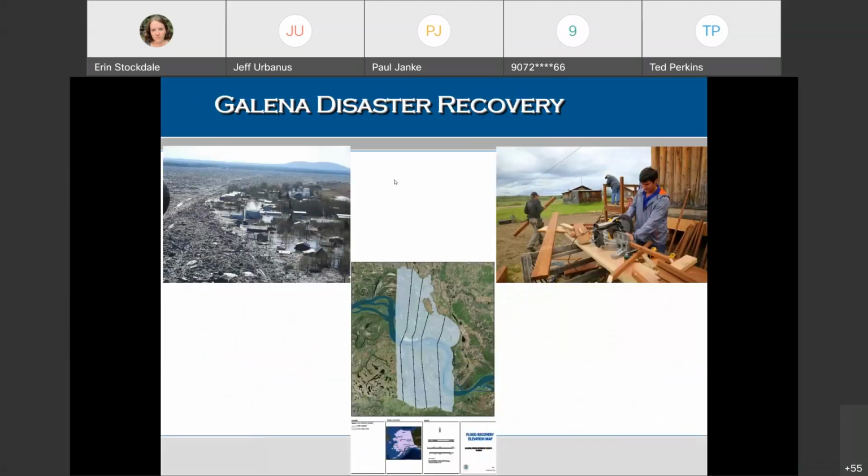Ultimately, and I think you've seen this picture too, on the left is that Galena disaster. We figured out what that 1% probability event was. We then projected it on a map and showed where the flooding extents were. So you can both figure out where the high ground is, but also if you are going to build in those areas, to build above that flood elevation. You can see on the right, the house that's being built above that flood elevation.